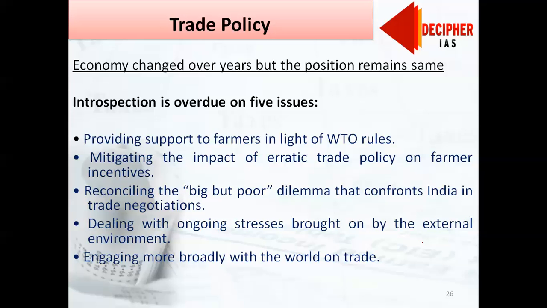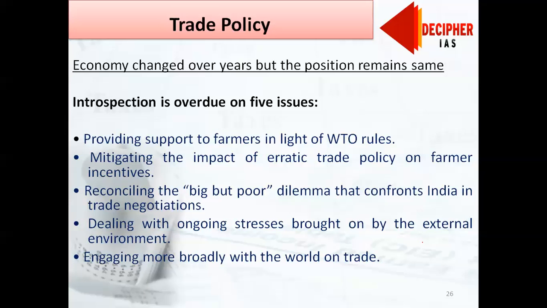Now we will discuss these issues slide by slide. These 5 issues are there, we will take it up now. Now, agriculture and WTO. See, the first issue is providing support to farmers in light of WTO rules.